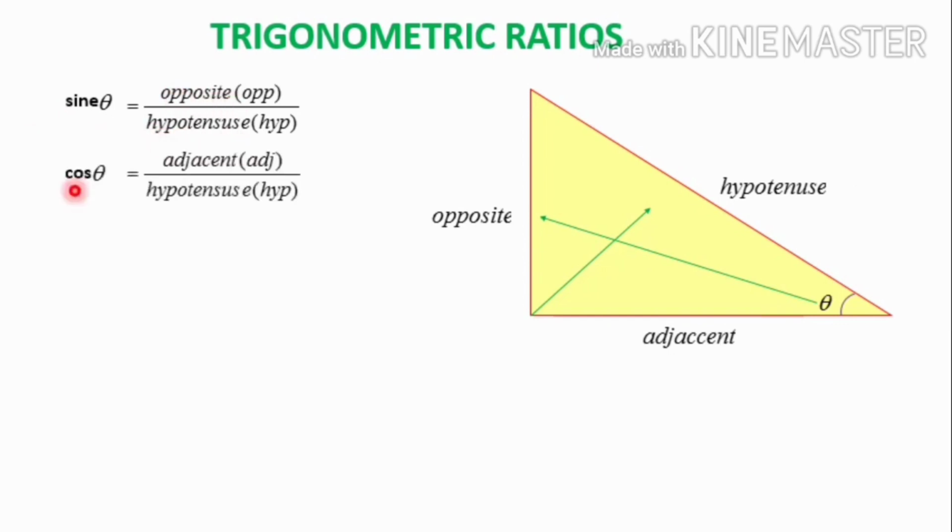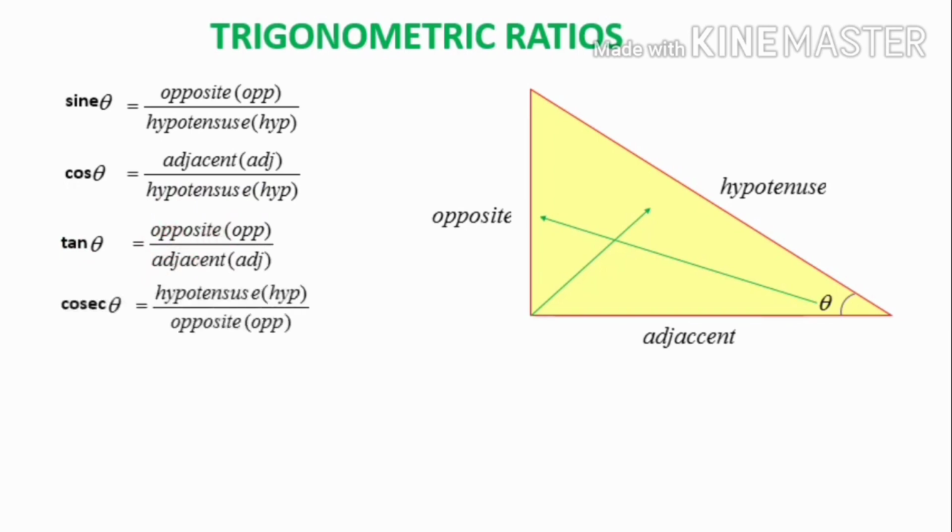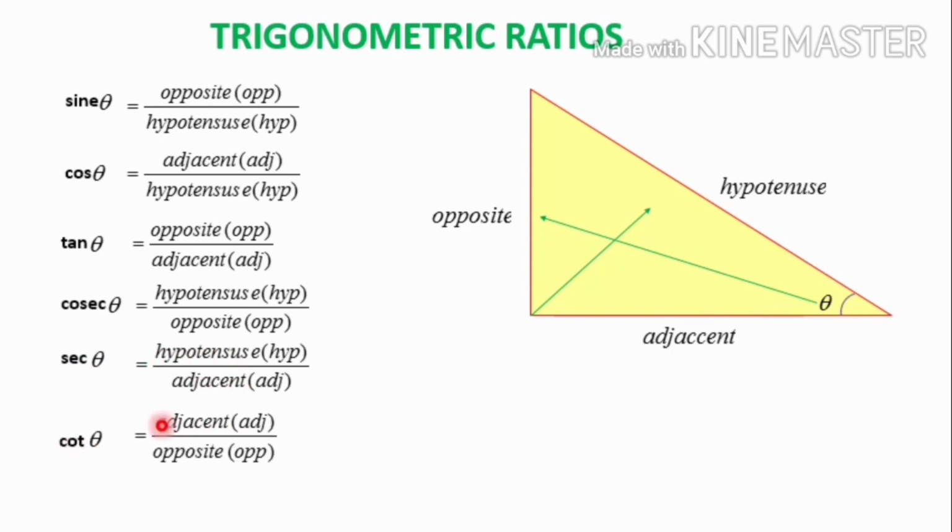Next ratio is cos theta. Cos theta is equal to A divided by H, that is adjacent divided by hypotenuse. And the third ratio is tan theta. Tan theta is equal to O divided by A, that is opposite side divided by adjacent side. Next one is cosec theta, that is equal to hypotenuse divided by opposite side. Next one sec theta, that is equal to hypotenuse divided by adjacent side. And the last one is cot theta, that is adjacent by opposite.